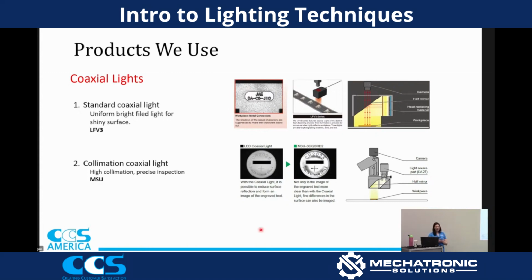The MSU is a highly collimated light. I'll talk about collimation in a few slides, but what you need to know about this light is it uses optics to create a more parallel illumination. It's a very small field of view, a little finicky to work with. Typically, we don't really need it. When you need it, you need it, but most people don't need it. But those are the different coaxial lights we have.